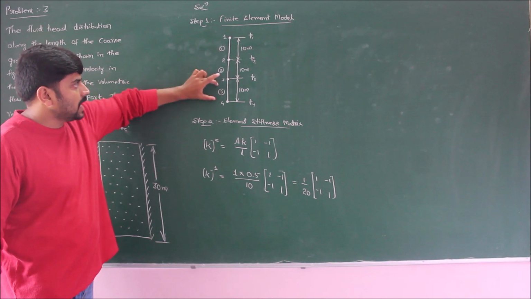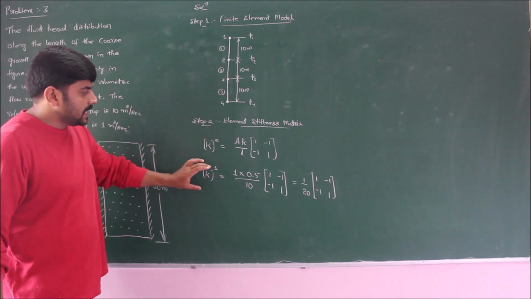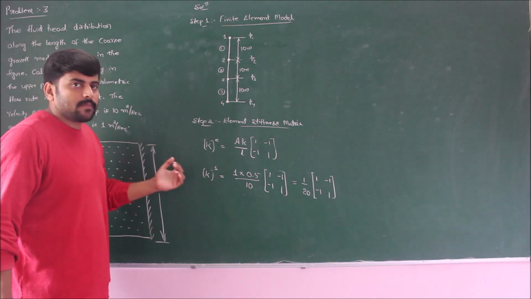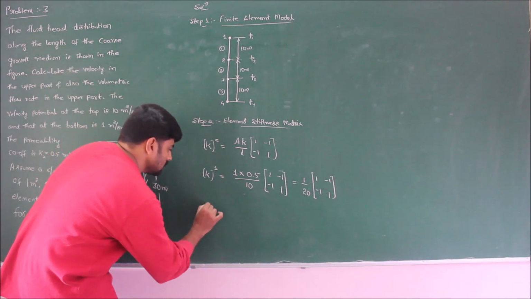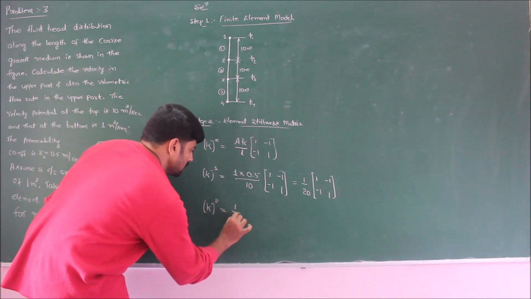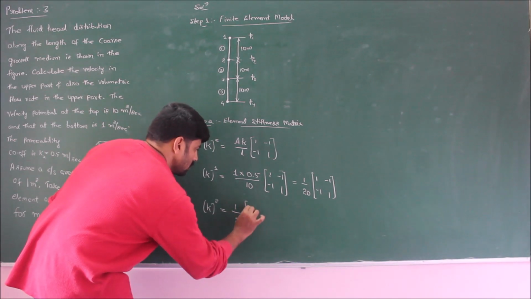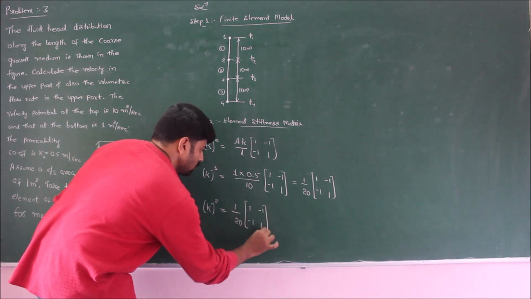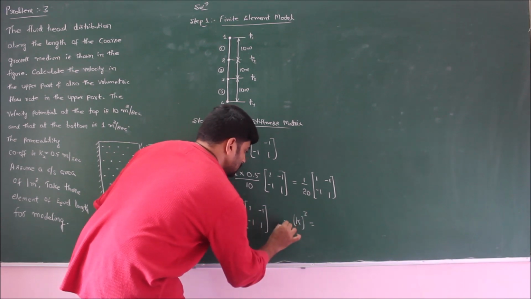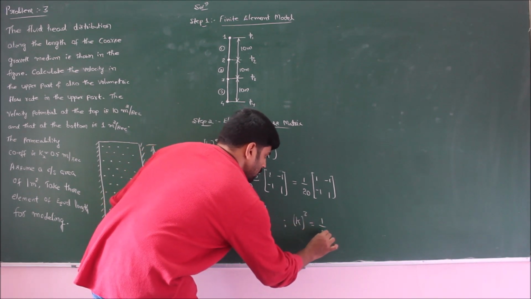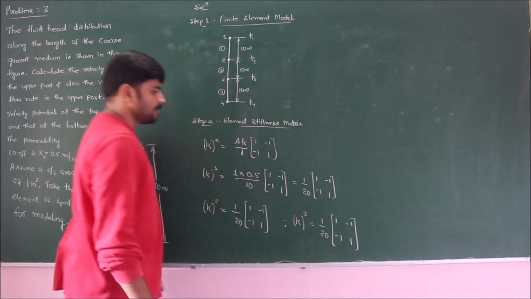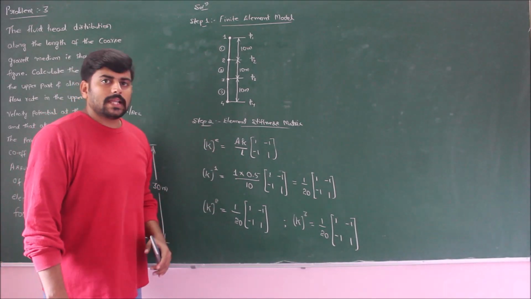for both element 2 and element 3. Therefore, the element stiffness matrices for element 2 and element 3 are the same as for element 1. That is, for element 2 also, the element stiffness matrix will be 1 by 20 times [1 -1; -1 1]. And for element 3, the element stiffness matrix will be 1 by 20 times [1 -1; -1 1]. So this completes step 2, element stiffness matrix.